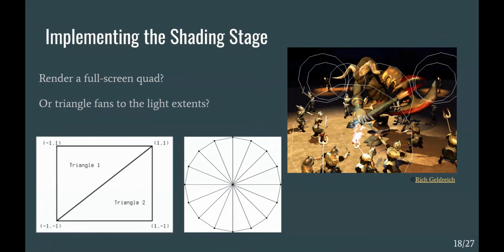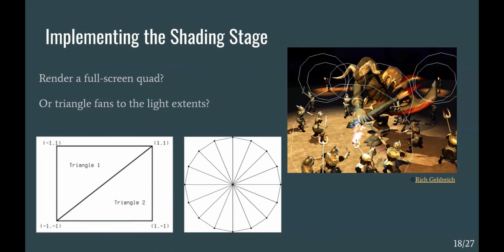And this is where triangle fans come in. These triangle fans approximate circles that we center on these small lights. And when we rasterize these triangle fans, only the fragments that are close enough to the light to have some significant contribution are going to be shaded. And so this is a way to minimize the wasted fragment shades.